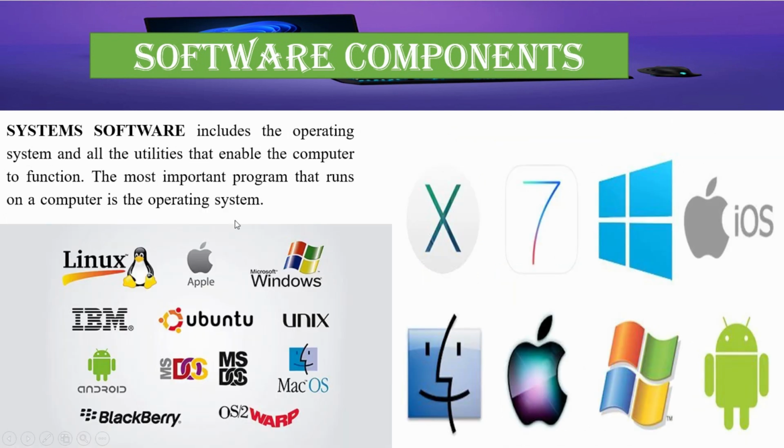Then system software. System software includes the operating system and all the utilities that enable the computer to function. The most important program that runs on a computer is the operating system. So system software is generally the operating system of the computer. Without an operating system, a computer cannot function. So these are examples of operating systems: Mac OS X, Microsoft Windows, Google Android, Unix, Linux, and so on.